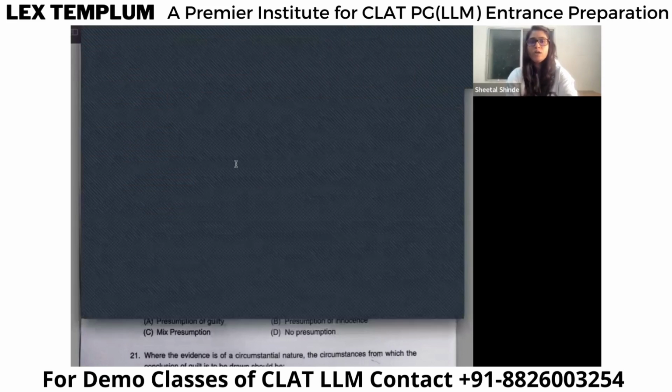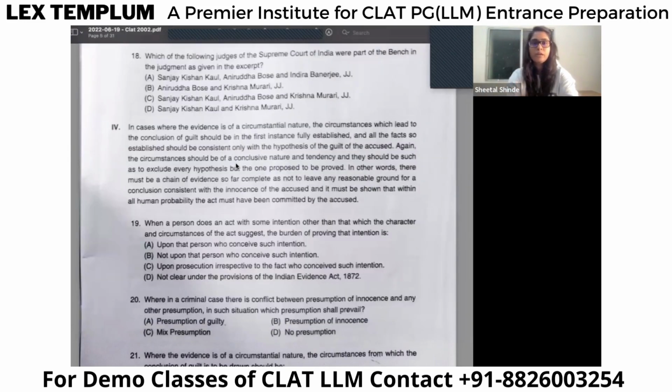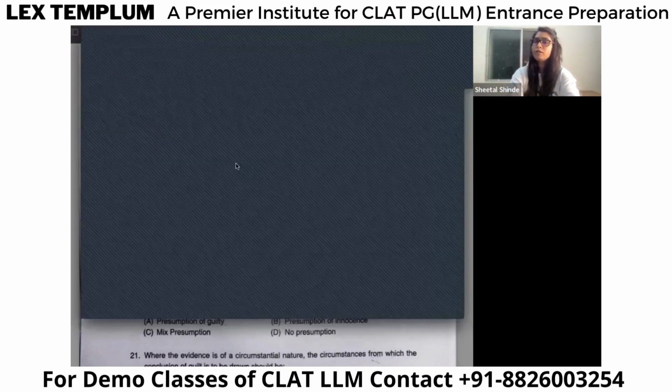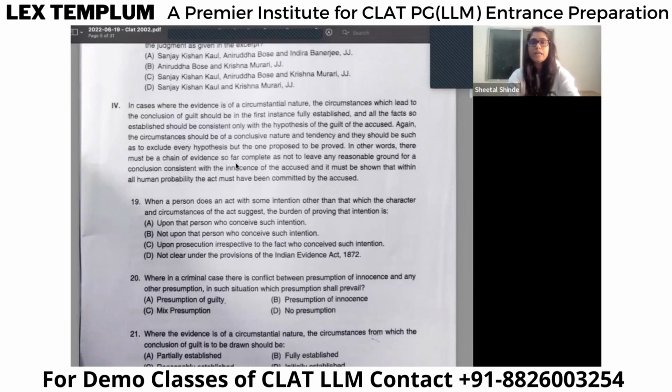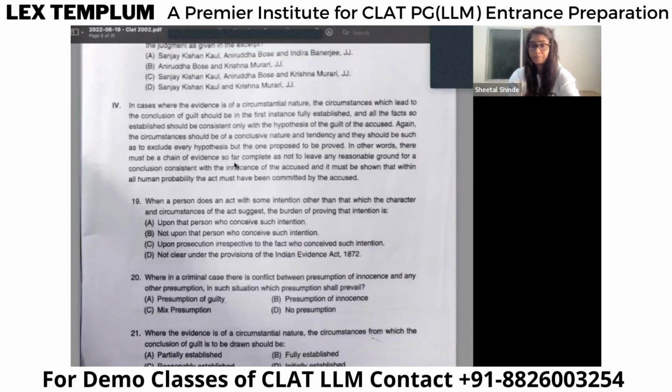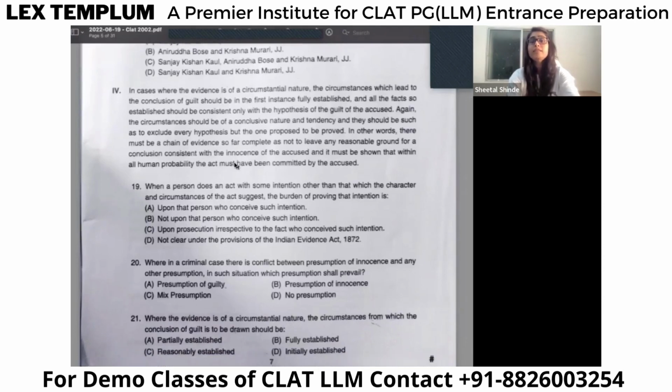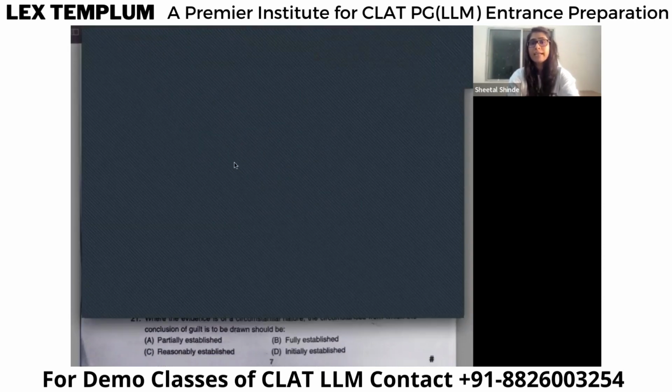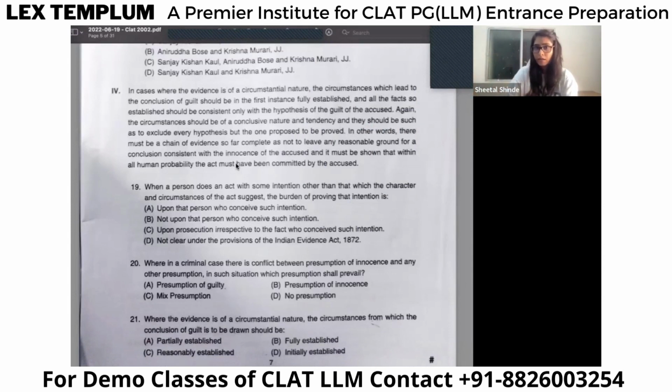Now, paragraph 4 is about presumption of, paragraph 4 is about circumstantial evidence, and answer to 19 is A. Okay, and this is directly asked from the Evidence Act, I think section 106 subclause A. So this has been directly asked from the Evidence Act. If you have read the Evidence Act properly, you could easily answer this question.